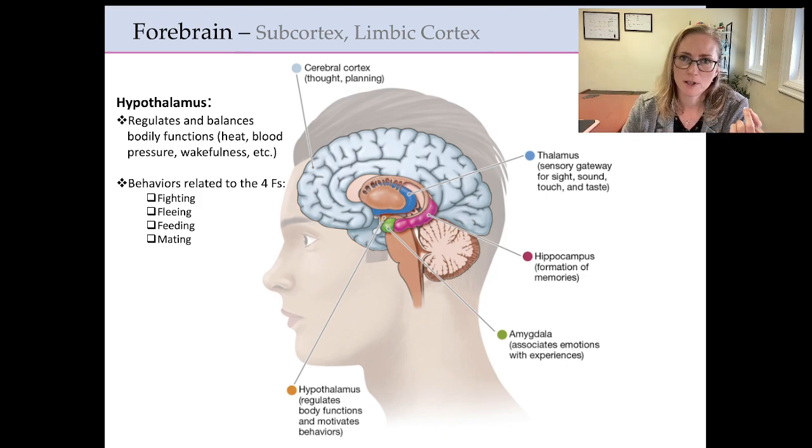And because it regulates, I don't have it on the slide here, I'll have it on another one, it's the main regulator for our hormones. So hormones, blood pressure, all of this stuff. It then also has very important implications on what we call the 4 Fs. These are survival behaviors where, if you're going to do one of these, you need to make sure that brain and body are linked up and you are doing the appropriate response. So the 4 Fs being fighting, fleeing, feeding, and mating.